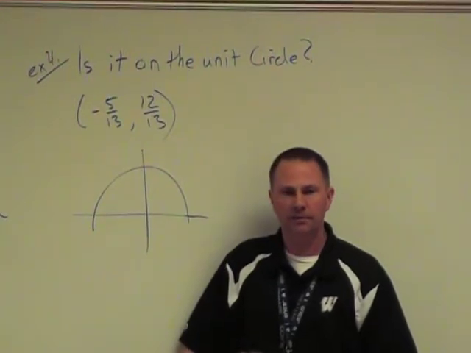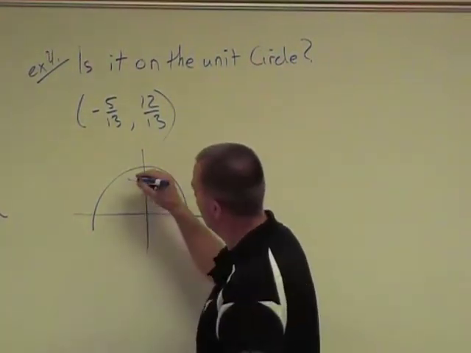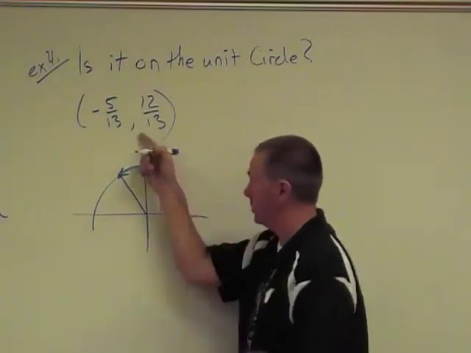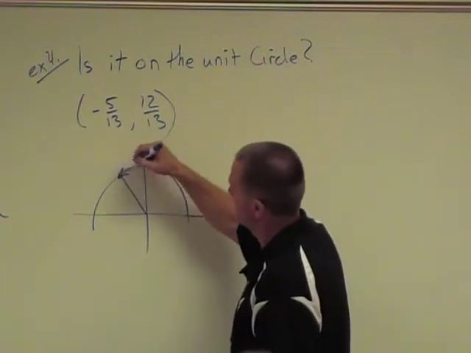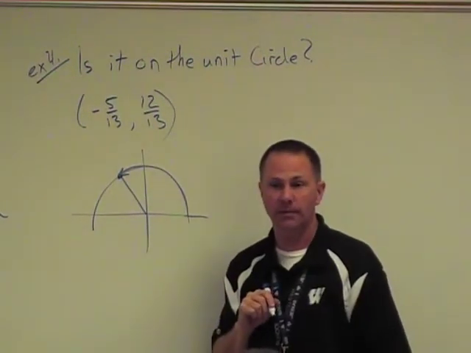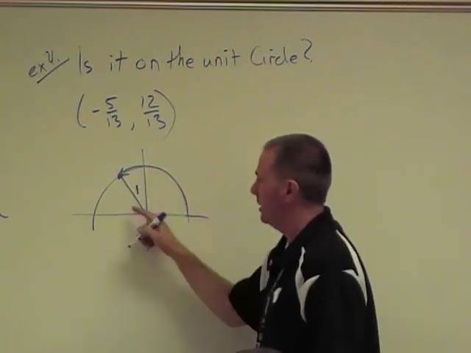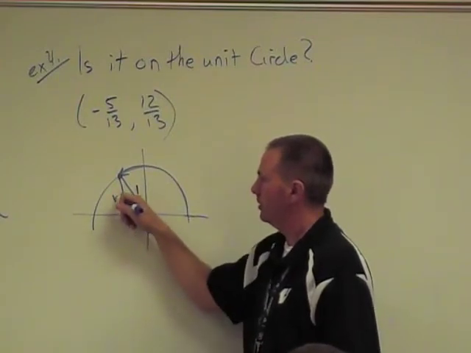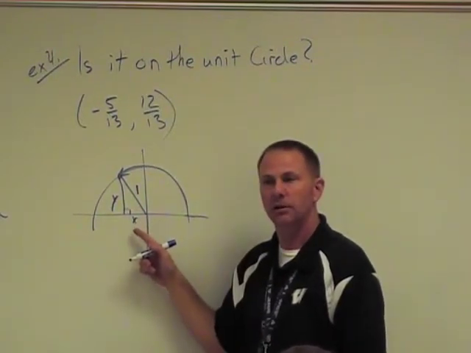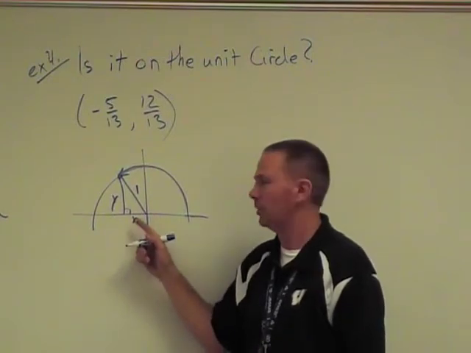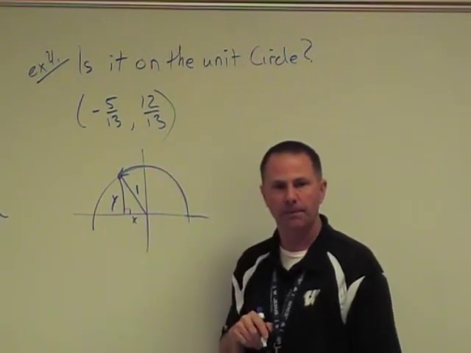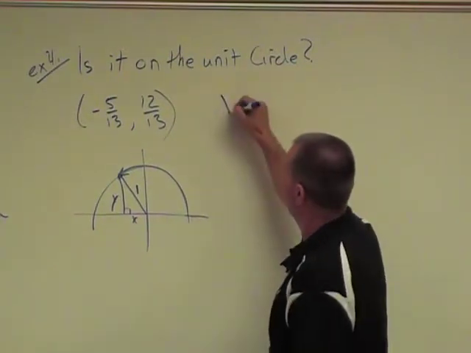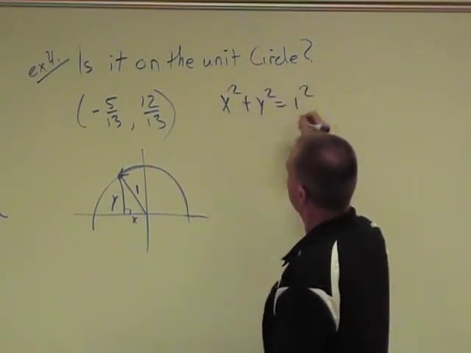What quadrant am I in? Second quadrant. So somewhere over here, I'm dealing with this right here. That's my terminal point. I want to know if this is actually on this unit circle or not. If it is, then the hypotenuse is 1, isn't it? And this is a right triangle. And in a right triangle, a squared plus b squared equals c squared. If it doesn't equal, then it's not on the unit circle. So all I have to do is figure out if this is true.